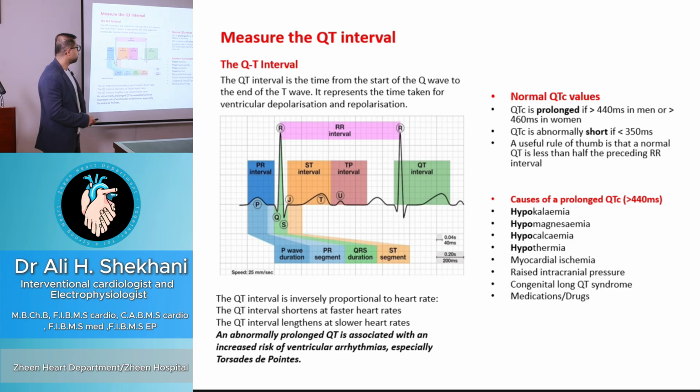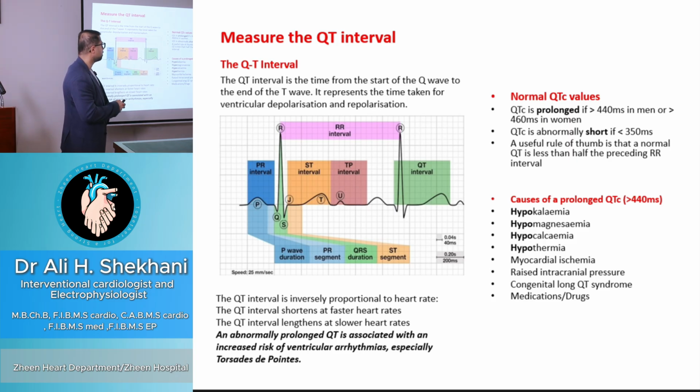And the last portion of the ECG is the QT interval. Normal QT is less than 440 milliseconds in men and less than 460 milliseconds in women. And of course, we have different causes of prolongation of the QT, especially electrolyte disturbance, also raised intracranial pressure, myocardial ischemia, drugs, and congenital causes.